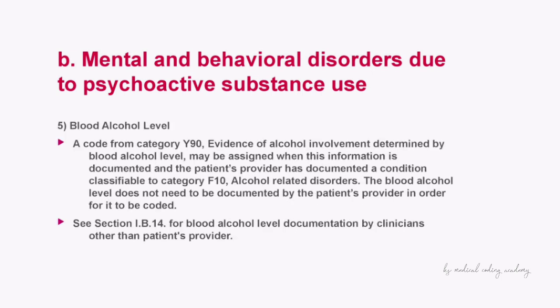5. Blood alcohol level. A code from category Y90, evidence of alcohol involvement determined by blood alcohol level, may be assigned when this information is documented and the patient's provider has documented a condition classifiable to category F10, alcohol-related disorders. The blood alcohol level does not need to be documented by the patient's provider in order for it to be coded. See section I.B.14, for blood alcohol level documentation by clinicians other than the patient's provider.